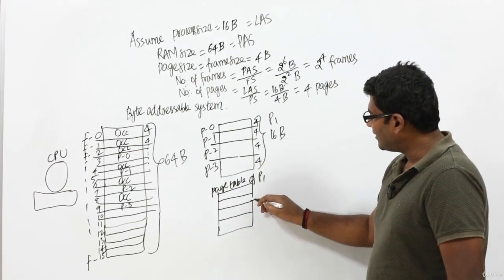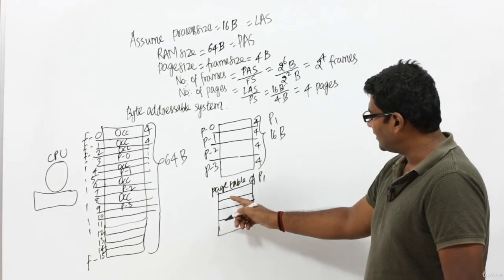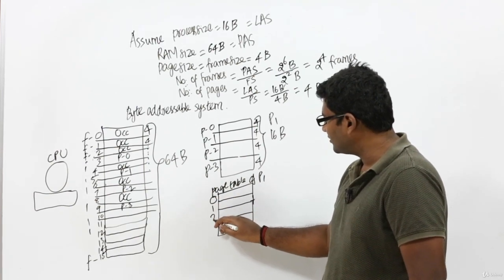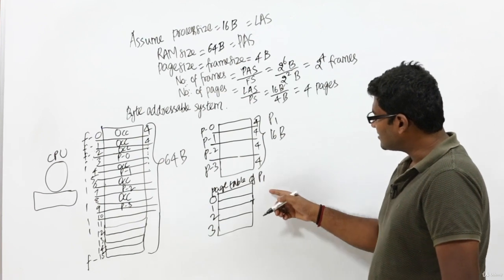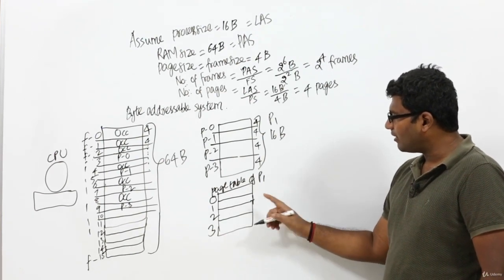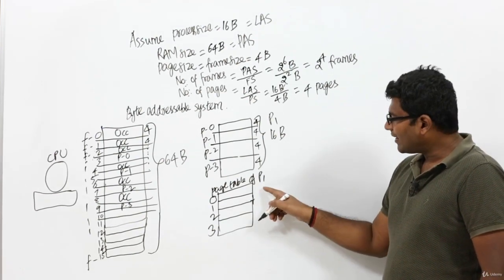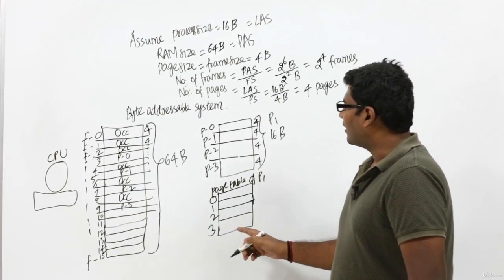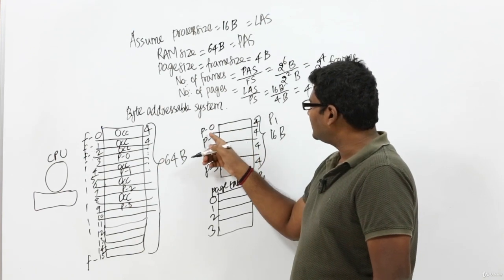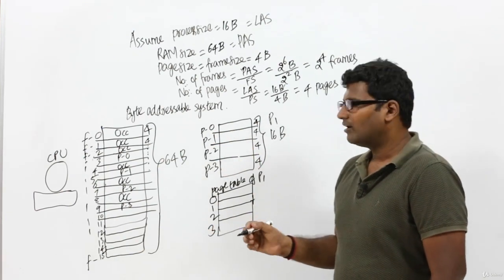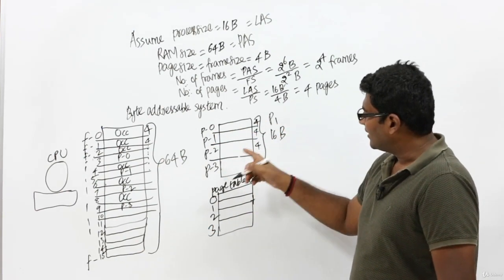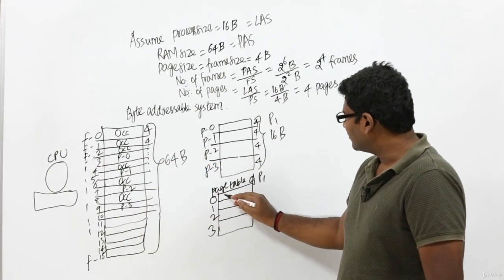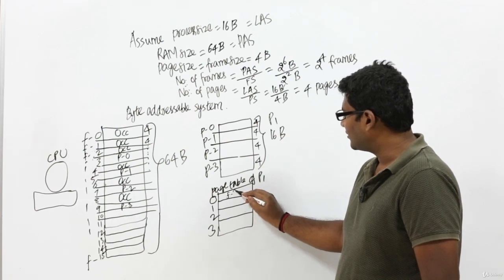Now, these entries correspond to page numbers. This entry corresponds to page number 0, this to page number 1, page number 2, page number 3, which means this is entry number 0, entry number 1, entry number 2, entry number 3. Entry number 0 will indicate in which frame page 0 of the process is located. Page 0 of P1 is located in frame number 3, and so this entry will have frame number 3.